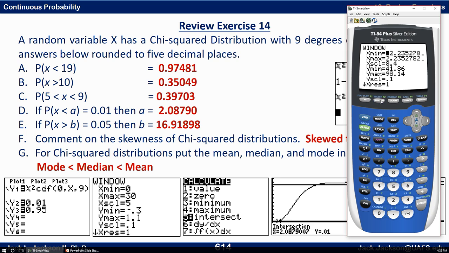Now we need to get an appropriate window so we can see this. Chi-squares start at 0, so we can go from 0. Let's just go 3 times the degrees of freedom, so maybe go out to like 27. And then for the y-axis, I'm going to go from negative 0.4 to 1.1 this time.